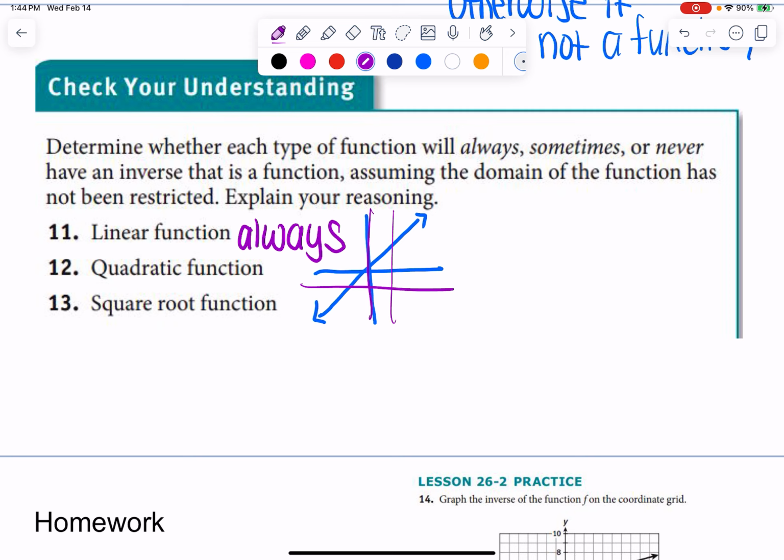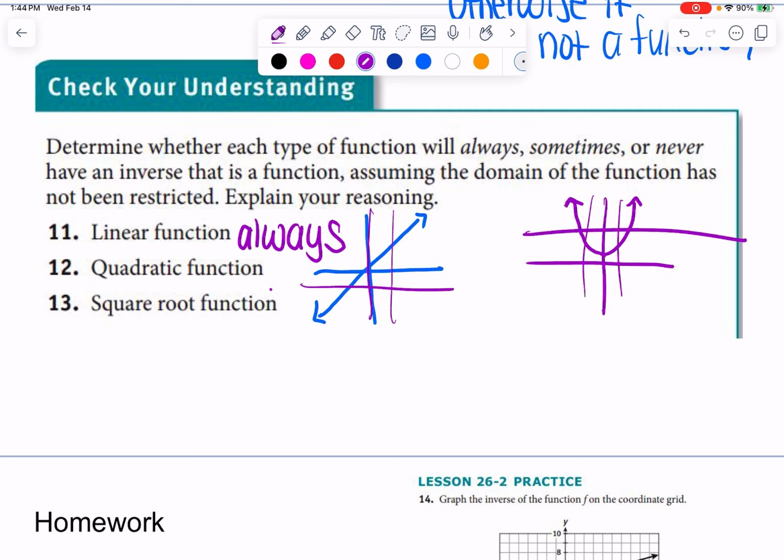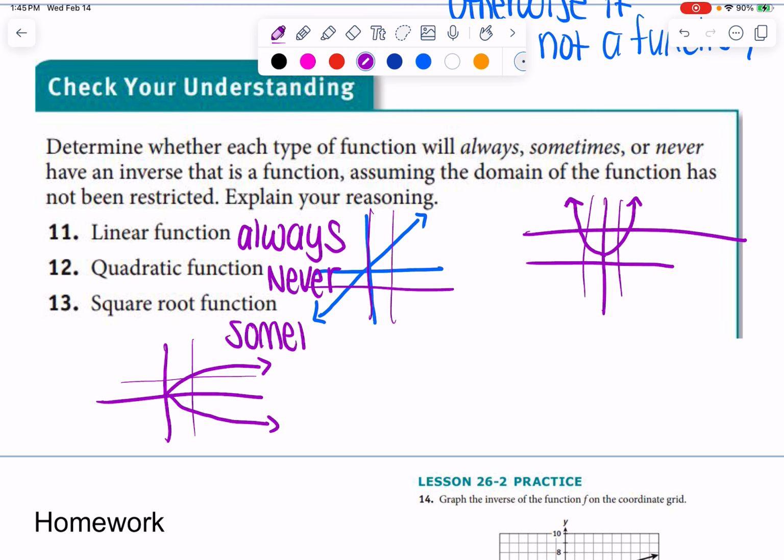All right, a quadratic function. That's going to be like your parabola. In this case, it's going to pass the vertical line test, which is good, but it does not pass the horizontal line test. So this one would be never. And then the square root function is something that looks like that. It passes the vertical line test and it passes the horizontal line test, but here's what we need to think about. Imagine that existed right there. So this would be sometimes. You just have to think, does it pass vertical and horizontal?